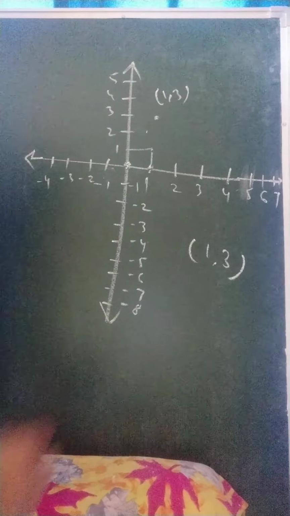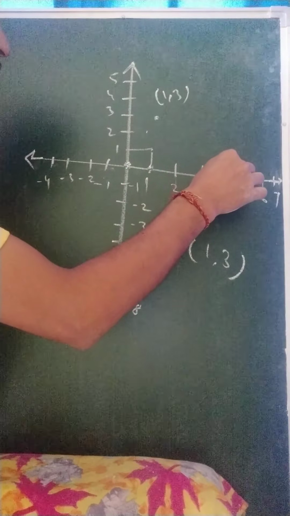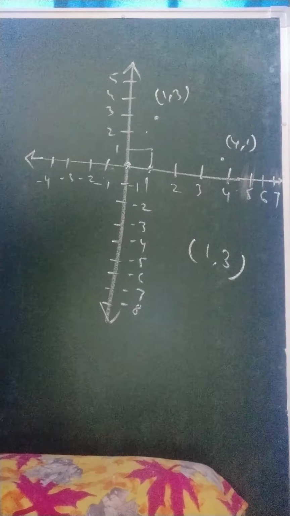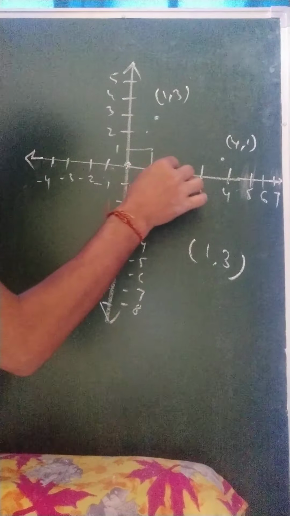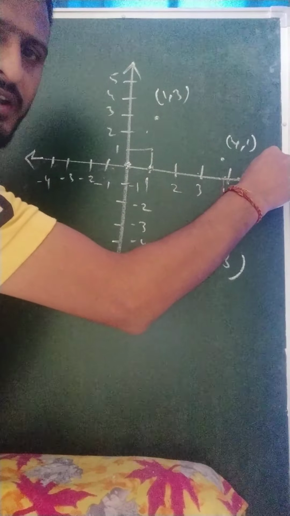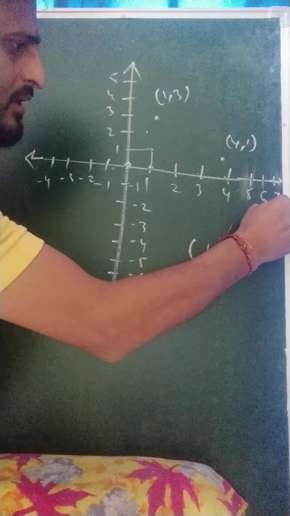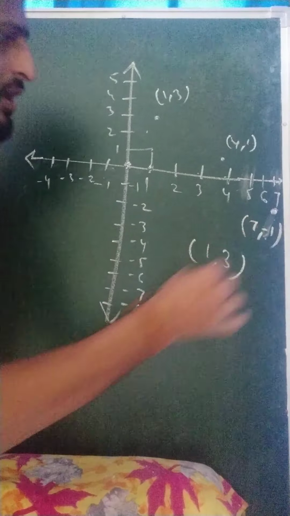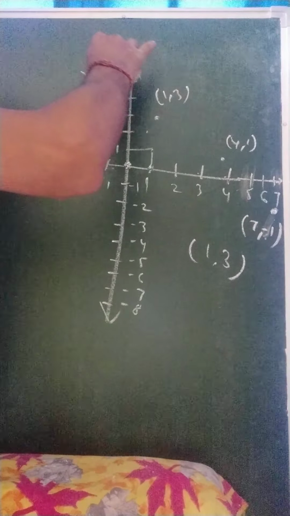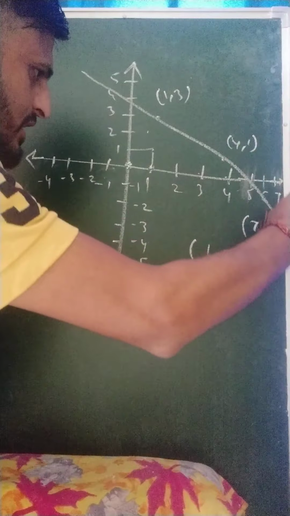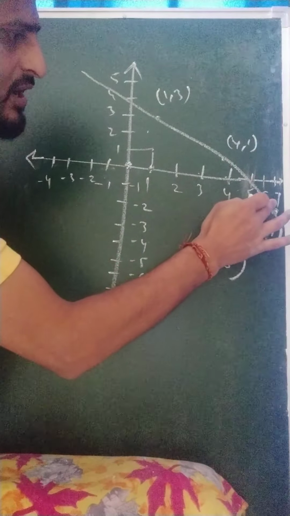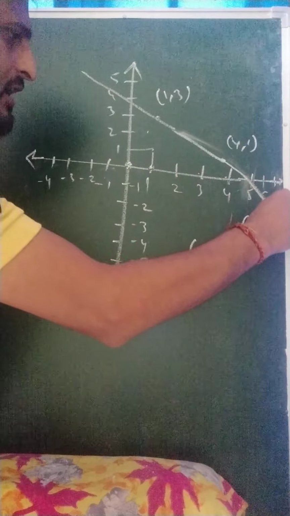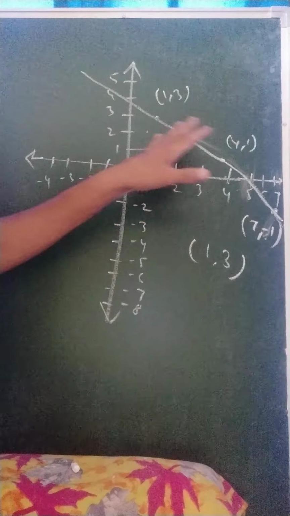Similarly, students, (4, 1). It is 1, 2, 3, 4. That means here it is (4, 1). And the third point is (7, -1). So 1, 2, 3, 4, 5, 6, 7, and the negative 1 means on the y-axis. So here it will come (7, -1). I am writing the coordinate here, (7, -1). Now if you join these 3 points, then it will form a straight line. Though here it is not a straight line, because I don't have proper graph paper with me. So you will find a straight line over here, okay? This will give you a straight line.